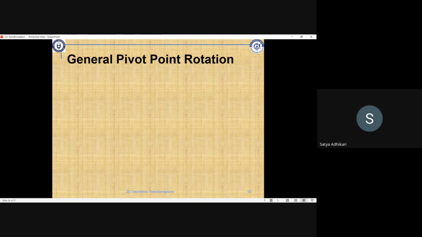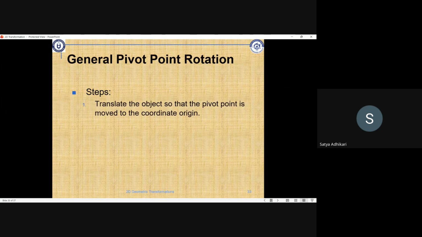So that fixed point will be on the object, sir, or anywhere in the plane? Anywhere outside the object. Okay. Anything outside the object, but not the origin. If it is the origin, we already know. Let us see what the steps are, what to do if we rotate an object with respect to any other pivot point, but not the origin.